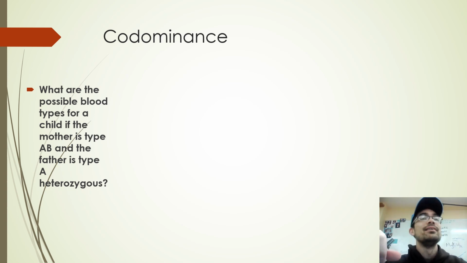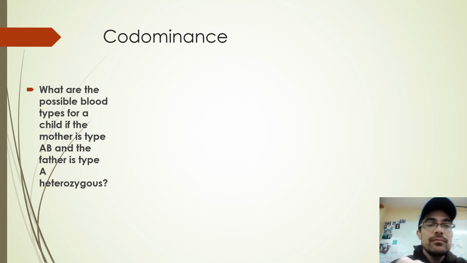Another example of codominance is still going to be sticking with blood type just because this is one that applies to humans and it's quite common. And I know last year too, a lot of you had asked about blood types and being able to figure out what you are based upon your parents. So here's another. What are the possible blood types for a child if the mother is type AB and the father is a type A heterozygote?